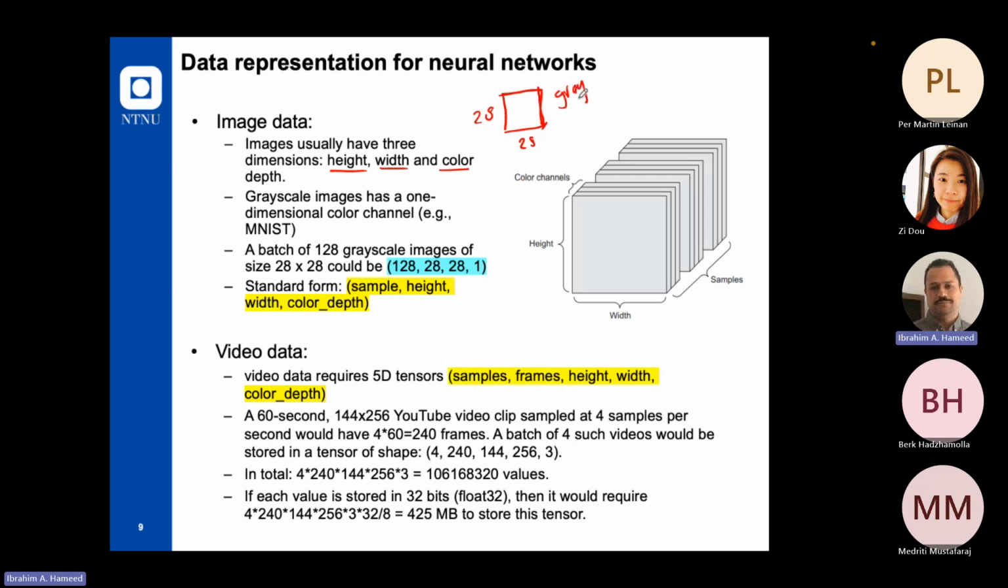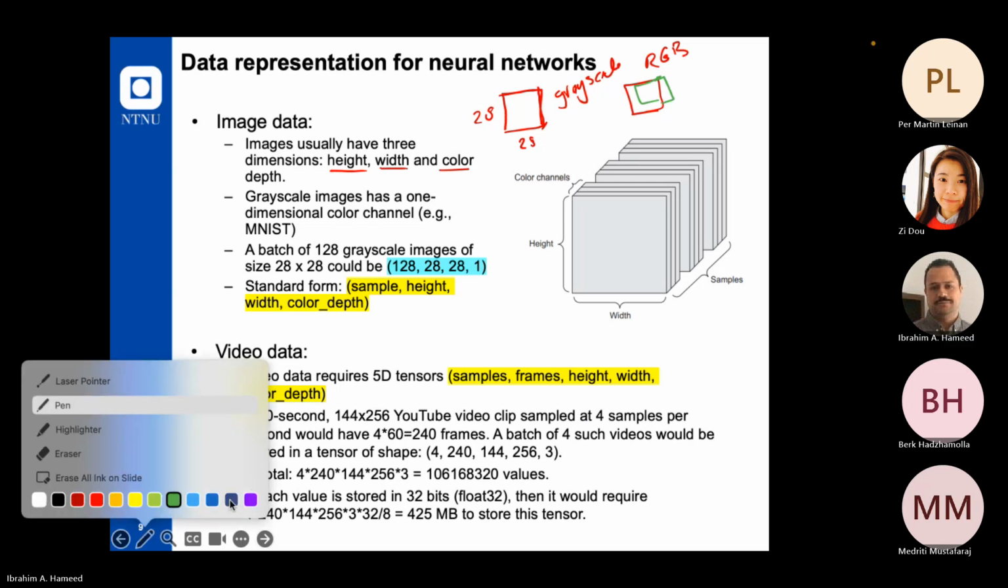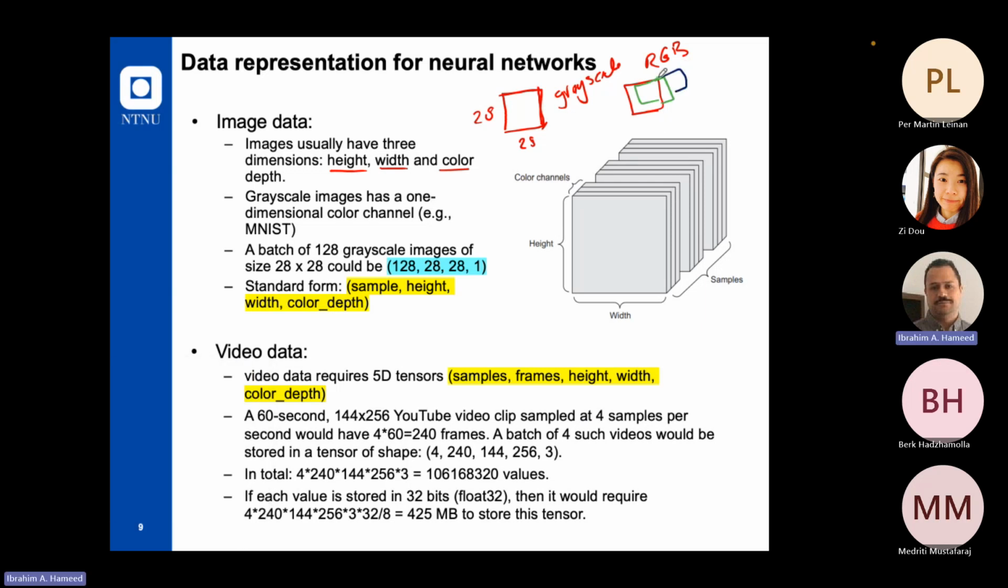But if you are working with RGB, it will be represented like this: one red, one green channel, and also a blue one. So it will be height times width times number of channels, which will be 3. Grayscale images have one-dimensional color, similar to the MNIST dataset, for example.